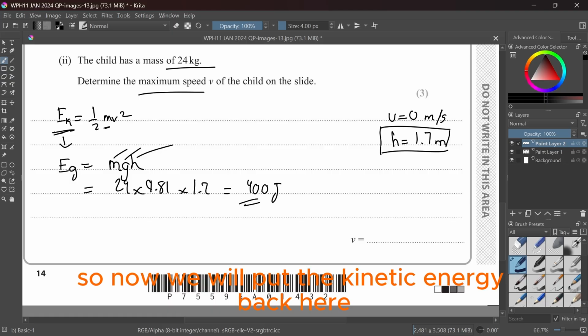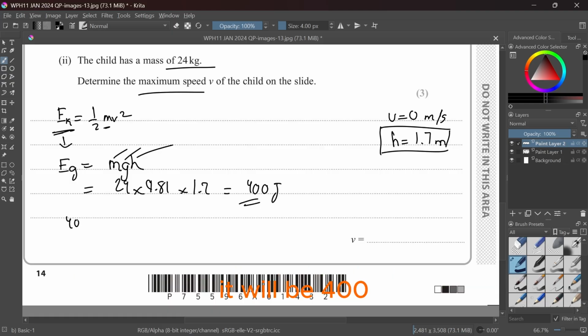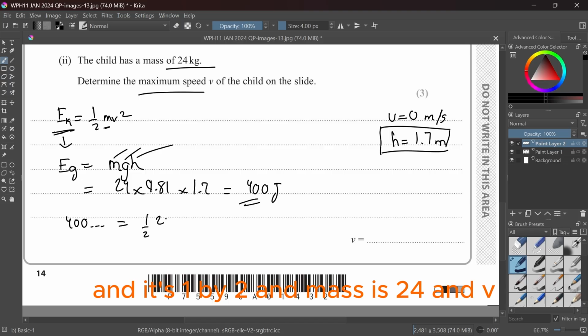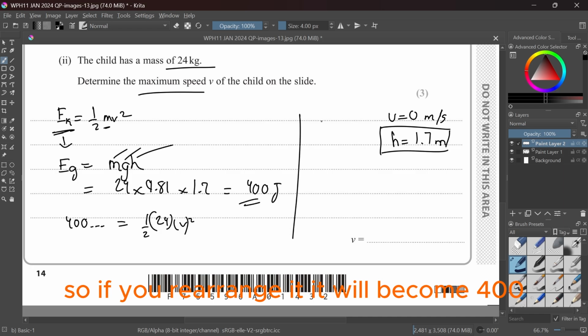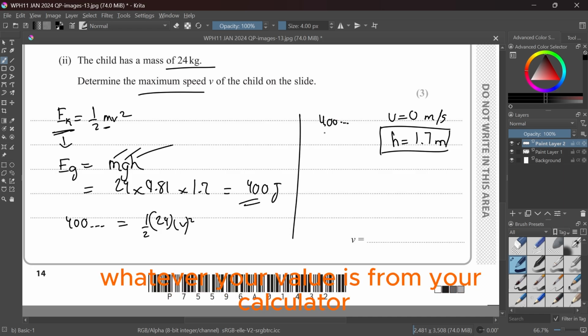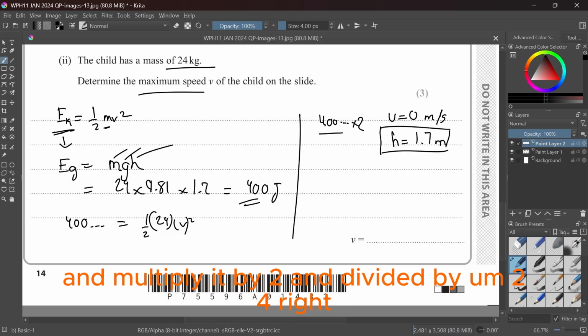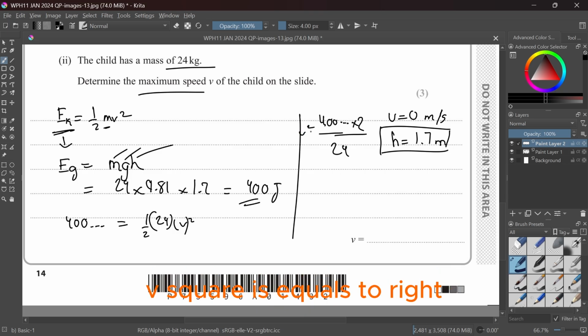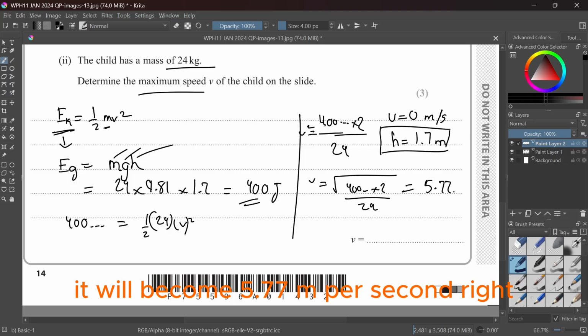So now we will put the kinetic energy back here. It will be 400, whatever the value is for you, and it's 1 by 2, and mass is 24, and v you need to find v square, right? So if you rearrange it, it will become 400, whatever your value is from your calculator, multiplied by 2 and divided by 24, right? V square is equals to, right? So if you put square on the other side, it becomes square root. So it's 400 times 2 divided by 24. So if you write your value, it will become 5.77 meter per second, right?